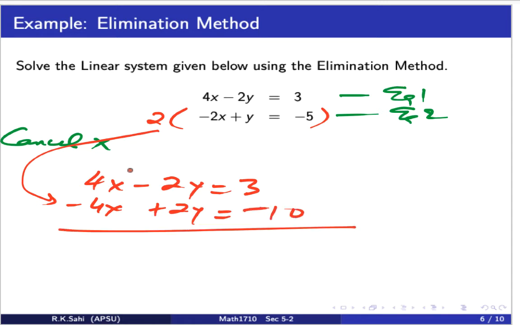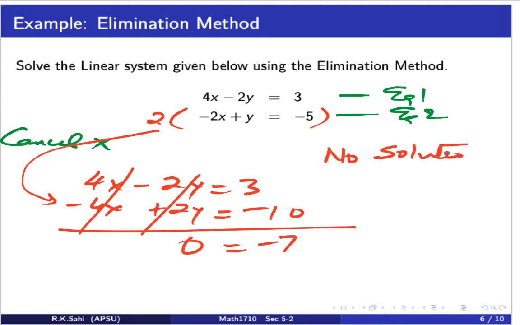Then we add. The left hand side is 0. What happens in the right hand side? 0 equals minus 7. No way it's possible. That means we have no solutions.